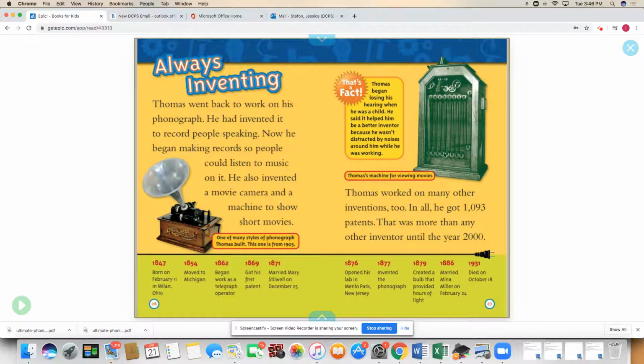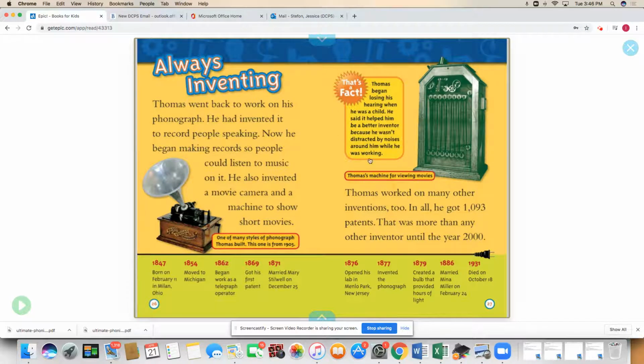It looked very different than it does nowadays when we could just connect to the internet and watch things on Netflix. The technology was very different then. Thomas worked on many other inventions too. In all, he got 1,093 patents. Remember, a patent is when you get recognition, you get named for creating something, so no one else can claim that they made it. That was more than any other inventor until the year 2000.